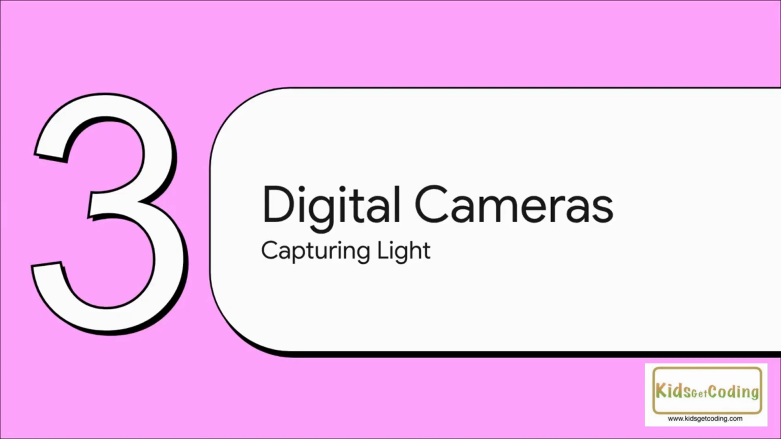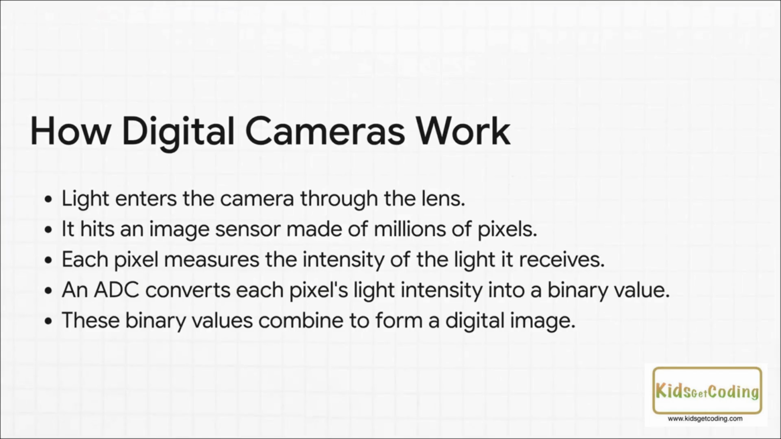First up, let's look at how a digital camera uses an ADC to literally see the world. So, when you snap a photo, light from whatever you're looking at floods through the lens and hits an image sensor. This sensor is just a grid of millions of tiny dots called pixels. Each one of those pixels measures the analog light hitting it. And this is where our hero, the ADC, jumps in. It takes the light reading from every single pixel and converts it into a binary number. All those numbers together, that's your digital picture.